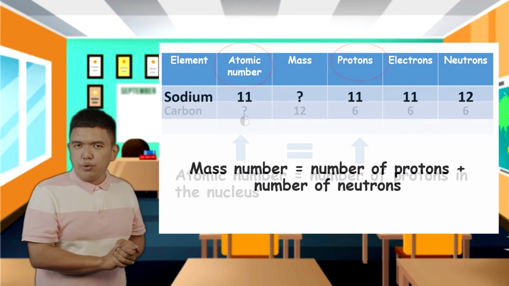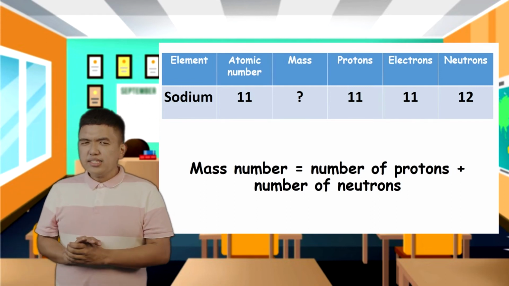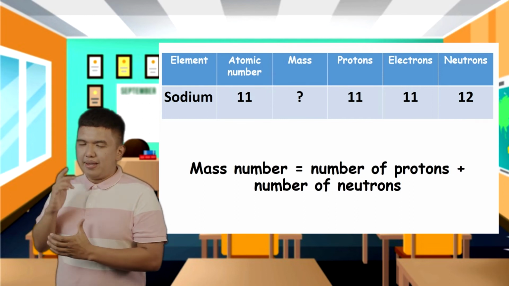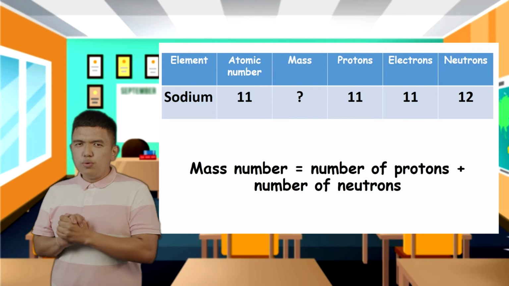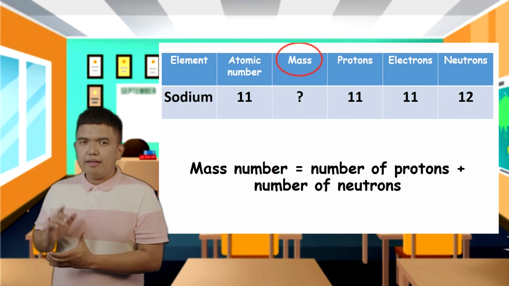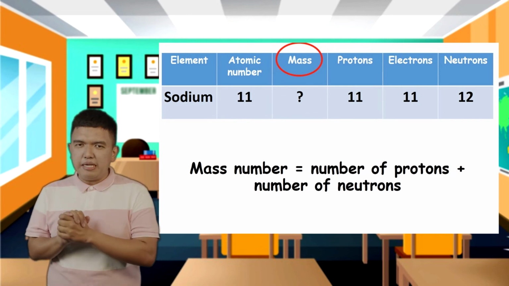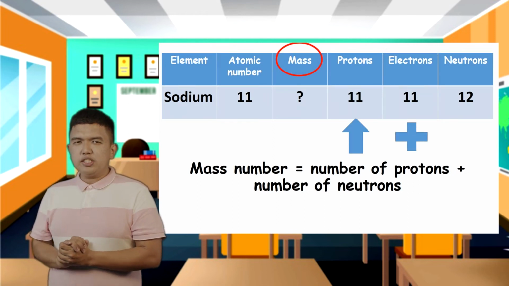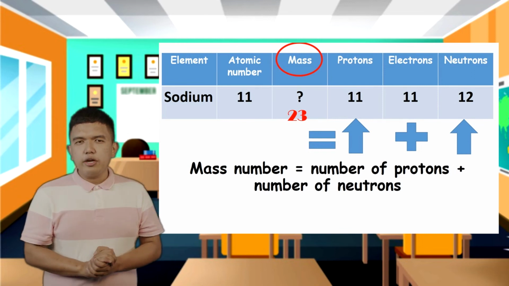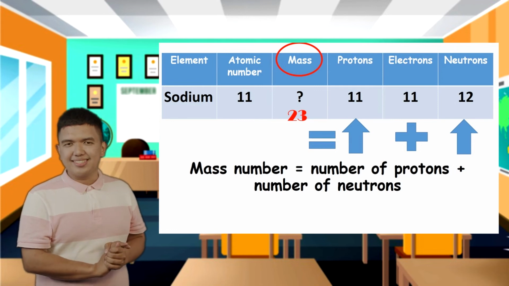Let's have the element sodium, and we will look for its mass number. Now let's try sodium or Na. The atomic number of sodium is 11. Thus, it is equal to the number of protons and electrons. Let's find the mass number of sodium. Let's use the equation A is equal to Z plus N. Thus, 11 plus 12 is equal to the mass number, which is 23. Since we can determine the mass number of an element by adding the number of protons and neutrons.